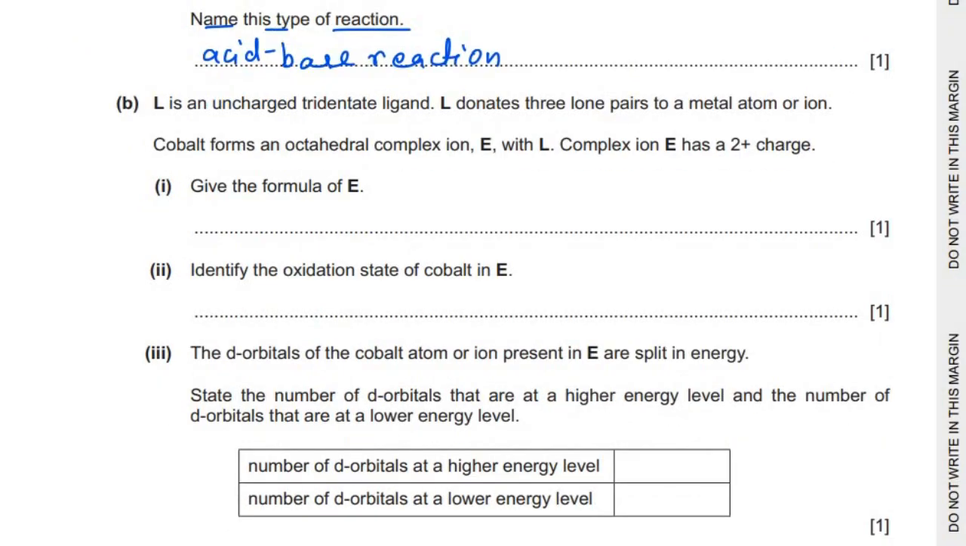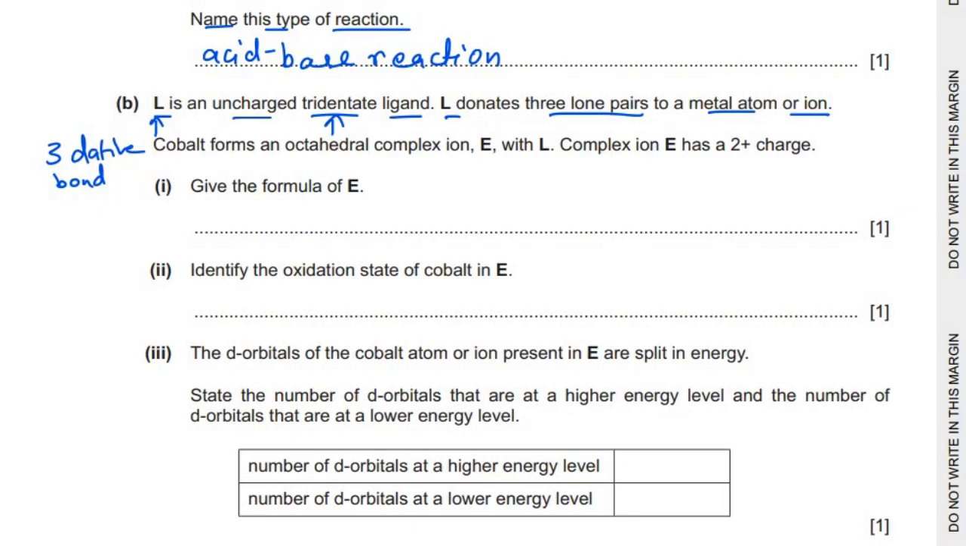If we go ahead with the B part, here L is an uncharged tridentate ligand. Now L donates 3 lone pairs to a metal atom or ion. Understand, L is a ligand which is tridentate. Tridentate means one molecule of L can form 3 dative bonds with the metal ion. That is why it is called tridentate.